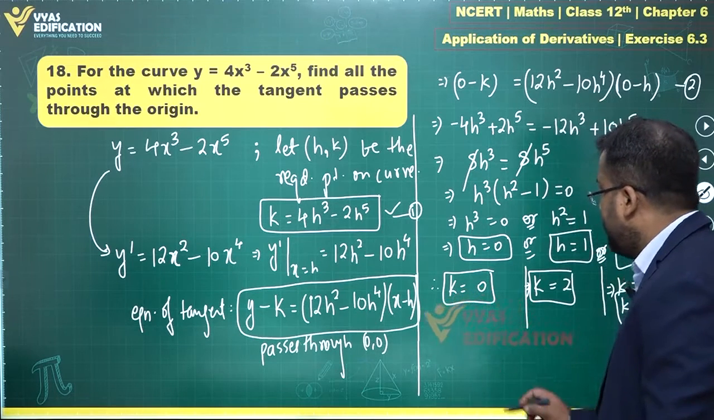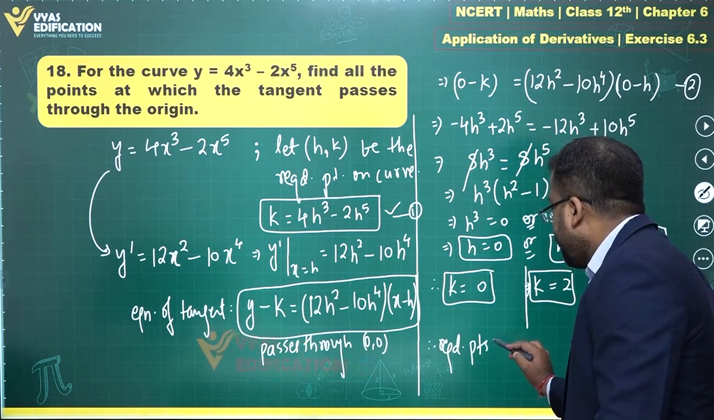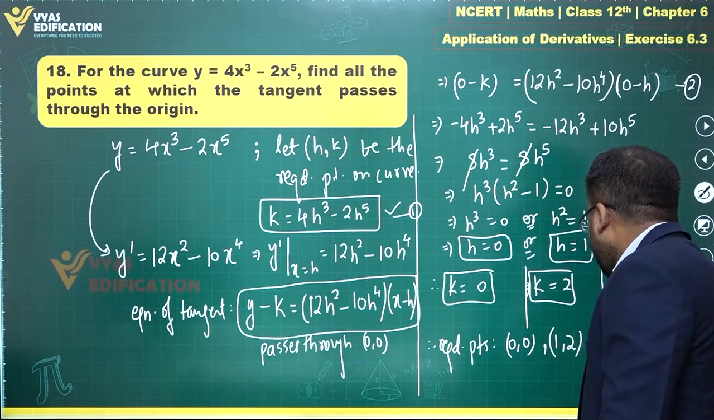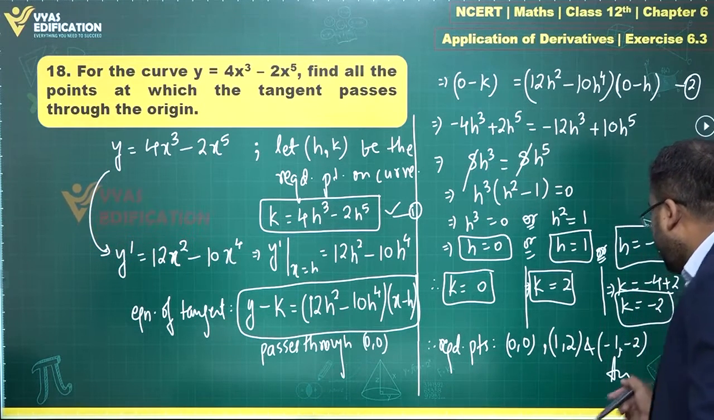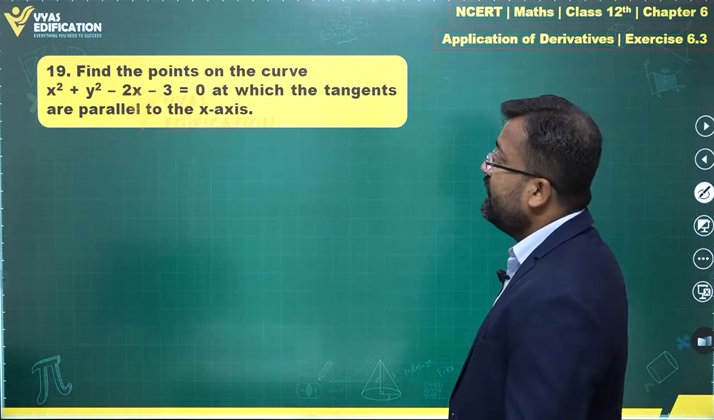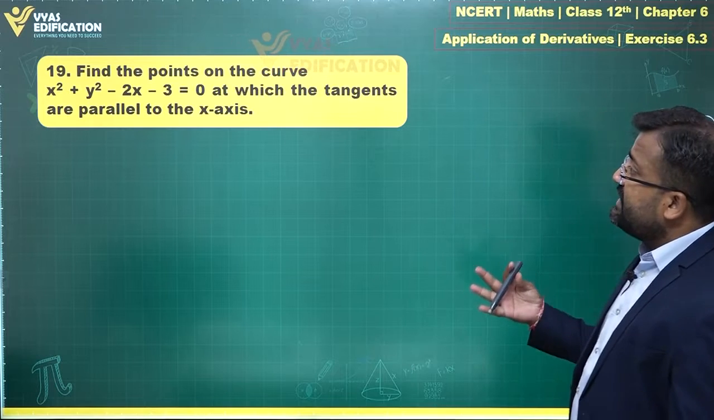Let's write those points. Required points 0, 0, 1, 2 and minus 1, minus 2 are the required points, and that is the complete solution of this question. Question number 19 says, find the points on the curve at which the tangents are parallel to the x-axis.